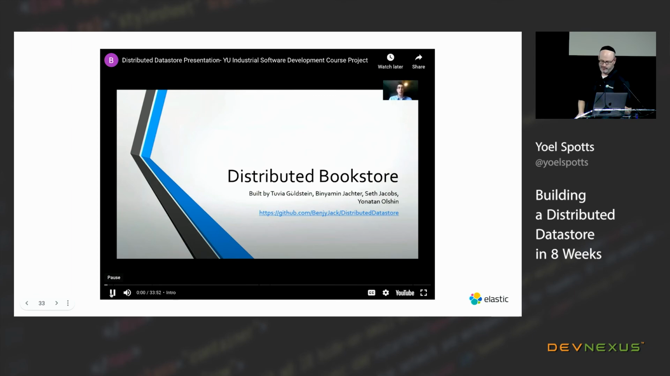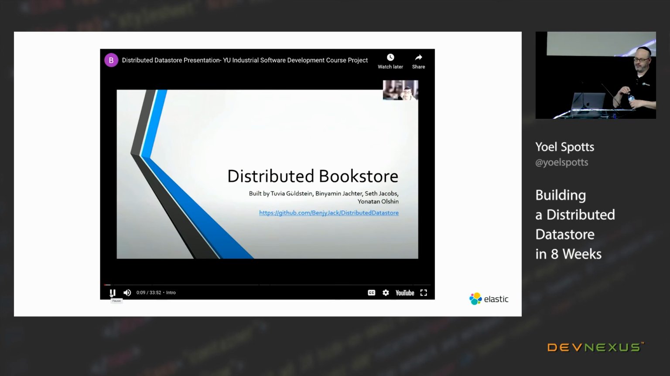Hi, I'm Yoel Spotts from Chicago, Illinois, and I'm a first-year computer science student at Yeshiva University. I'm Benjamin Jacker from Teaneck, New Jersey, and I'm a second-year comp sci student. I'm Seth Jacobs from Burgerfield, New Jersey, and I'm a second-year computer science student. I'm Jonathan Olsen from Woodmere, New York, and I'm a second-year CS student.